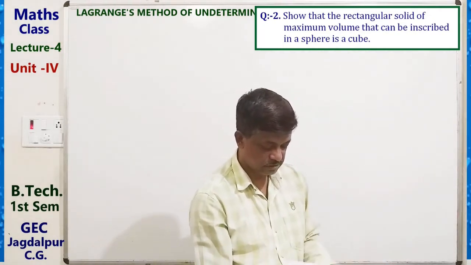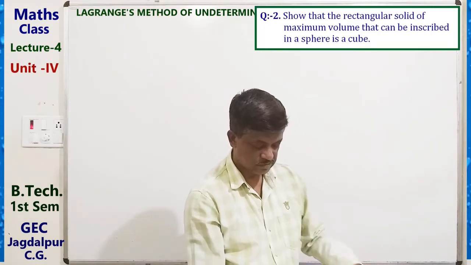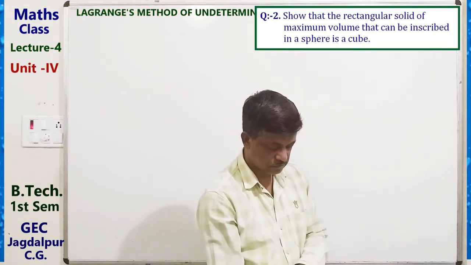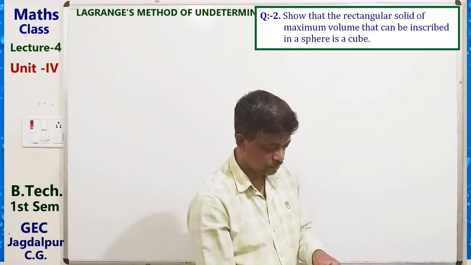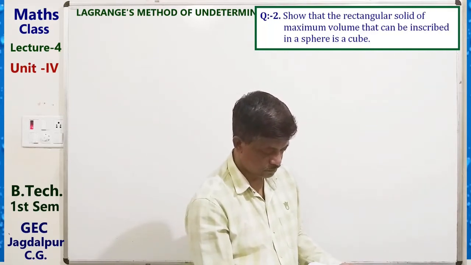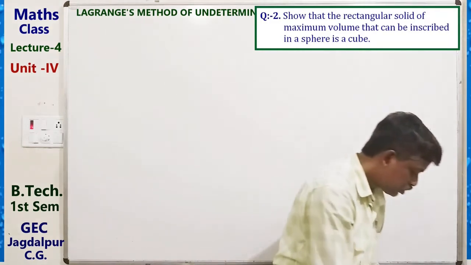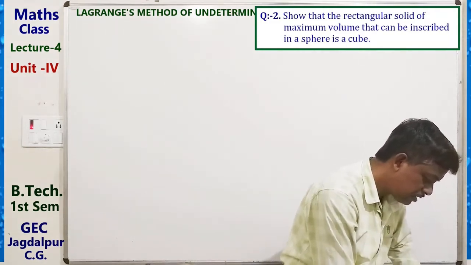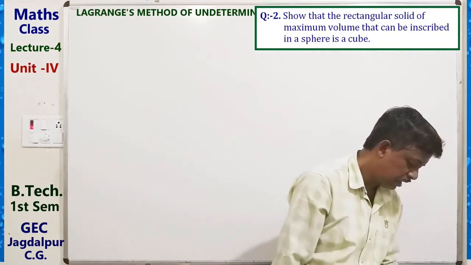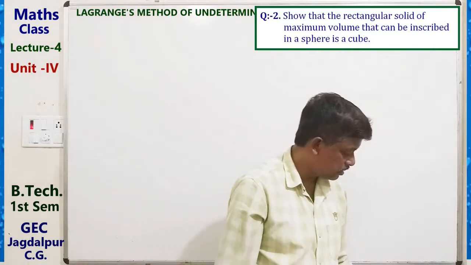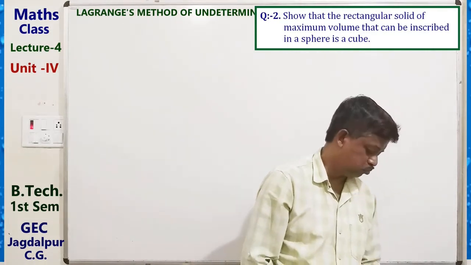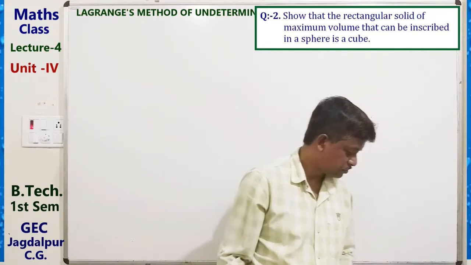So if a single relation is given, then we can convert a 3-variable function to a 2-variable function and use it. The second question is: show that the rectangular solid of maximum volume that can be inscribed in a sphere is a cube.